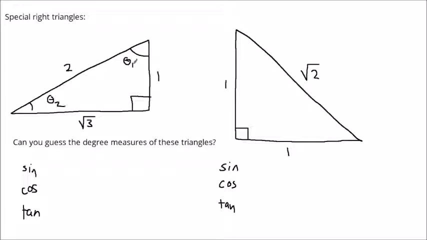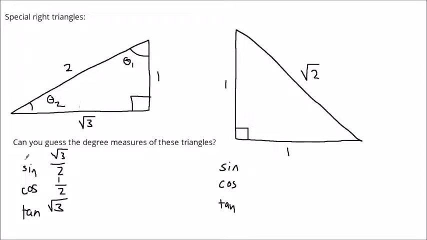So let's do theta 1 first, right? Theta 1, sine, opposite over hypotenuse, square root of 3 over 2. Cosine, adjacent over hypotenuse, 1 over 2. And tangent, opposite over adjacent, square root of 3.